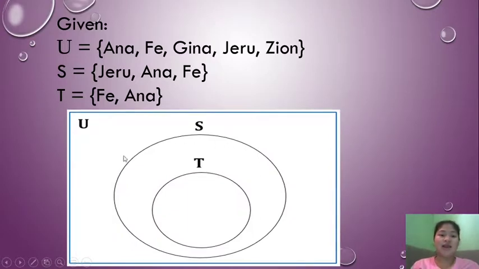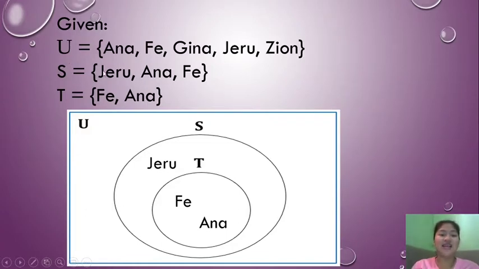Ayan, malaking bilog po si S at sakop po niya si T. So what are the elements of set T? You have here Fe and Anna. So makikita niyo po, sakop din po siya ni S, si Fe and Anna. But we have to add Jeru in set S. So we will write Jeru in this region. Si Jeru po ay wala sa loob ni set T. Siya po ay nasa loob ni set S.